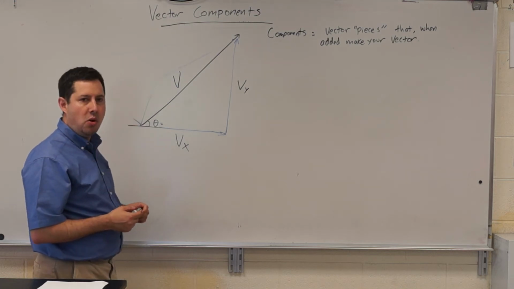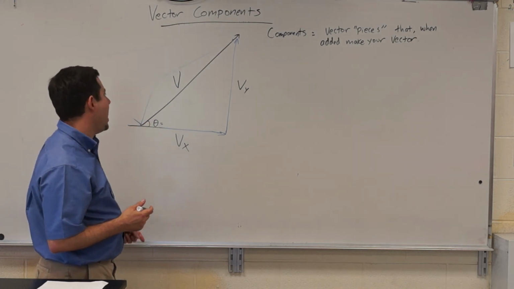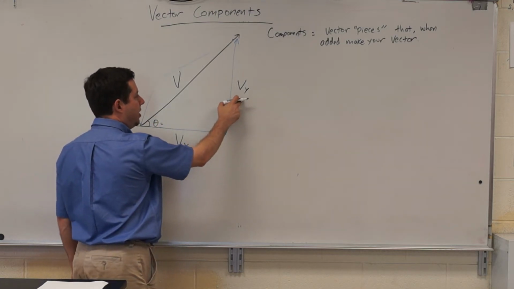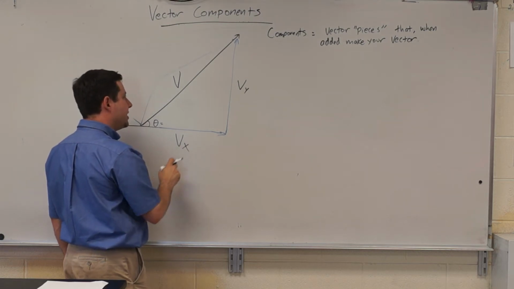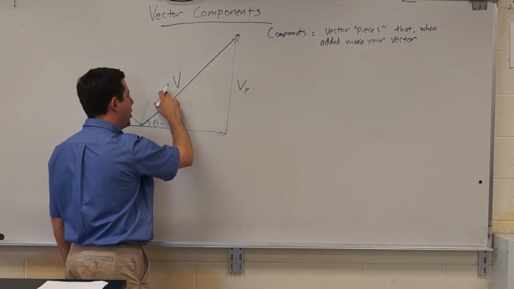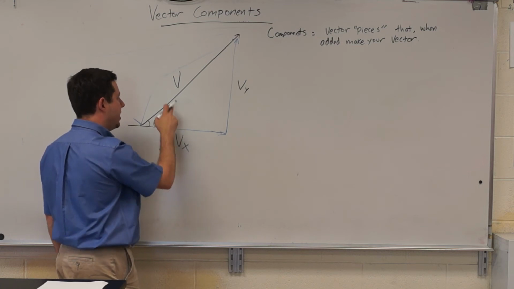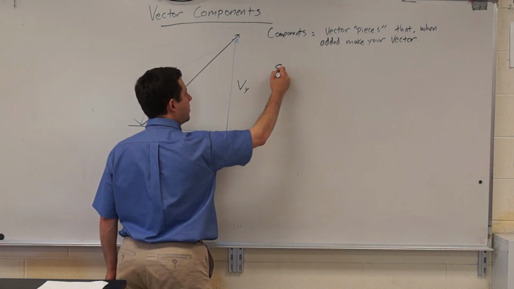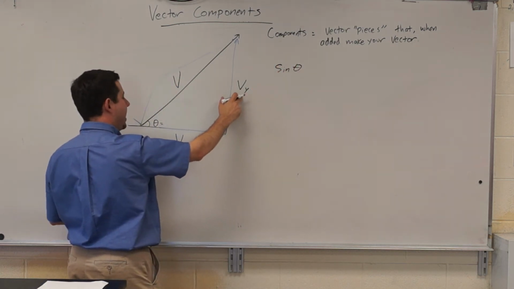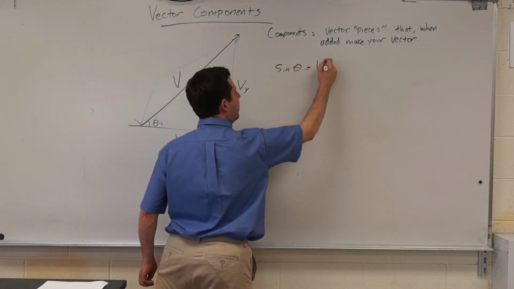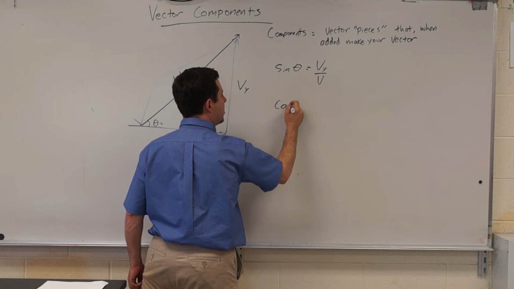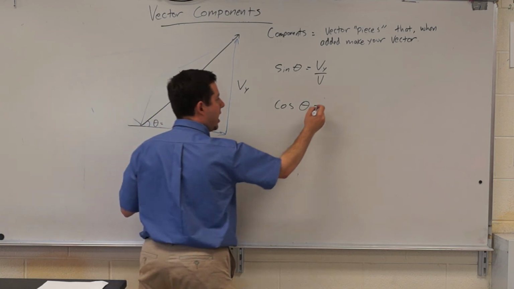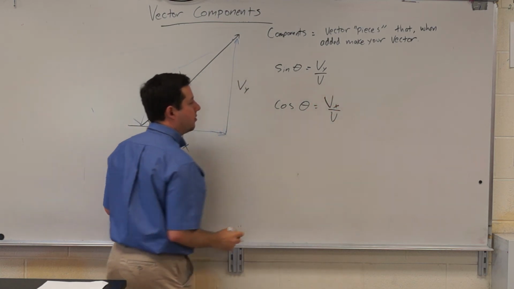So we can use our SOHCAHTOA rules, sine and cosine. If we know that this is an angle theta, the tangent of theta is opposite over adjacent. The sine of theta is opposite over hypotenuse, and the cosine of theta is adjacent over hypotenuse. So just to write that down, sine of the angle, in this case, would be opposite over hypotenuse, v sub y over v, and cosine of theta is then the adjacent, v sub x over original vector v.